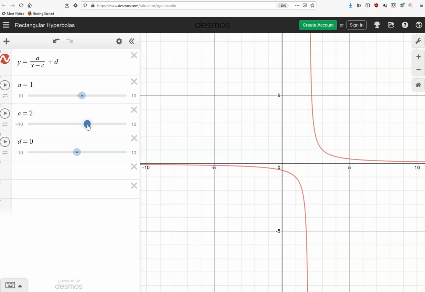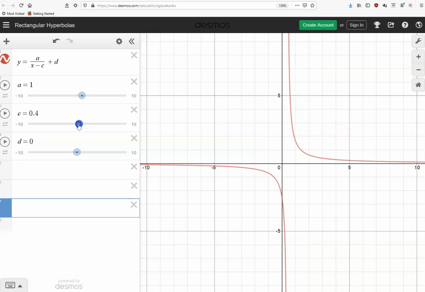Well, if I can get it exactly at 2, there we go. So the point that was there has moved 2 across to the right. The asymptote, which was at x equals 0, is now at x equals 2. So the effect of making c larger, making c positive, is to move the graph to the right.